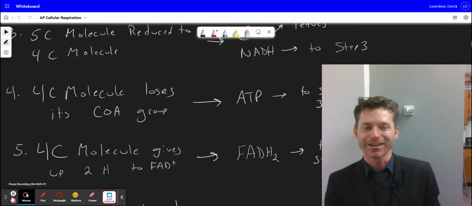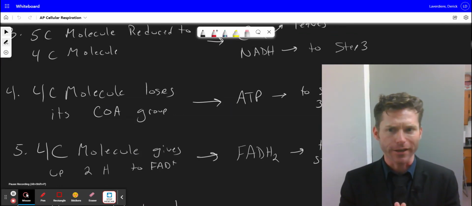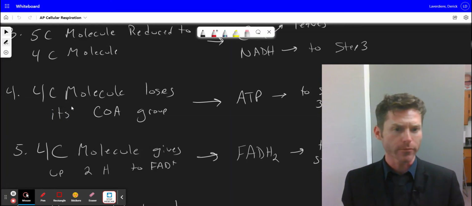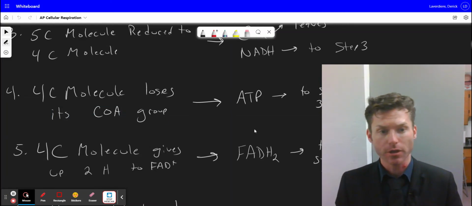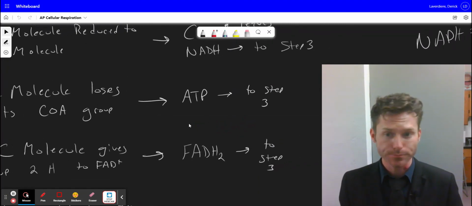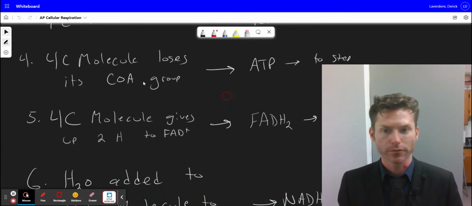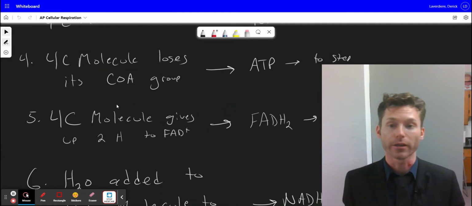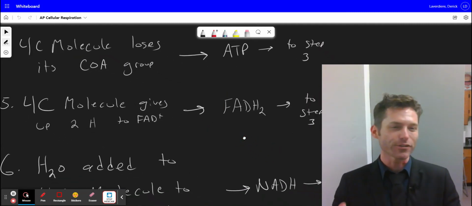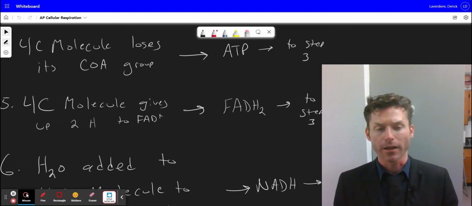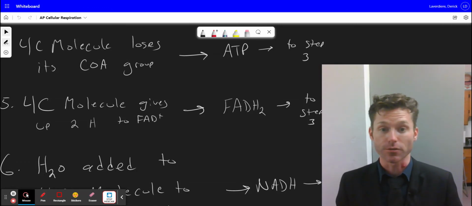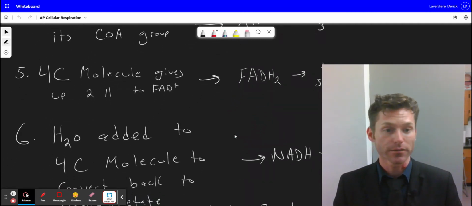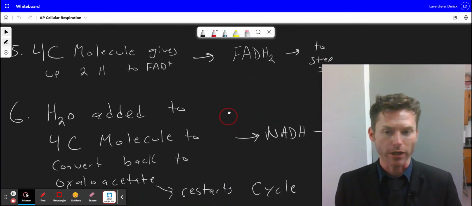All right, back again. So, where was I? I think I was on the 4-carbon molecule loses its coenzyme A. And when that coenzyme A pops off, we use that energy to make an ATP. So now I'm down to a 4-carbon molecule without my coenzyme A. It's not exactly super happy in the format that it is, and so it's willing to give up a couple of its hydrogens. Those hydrogens are used to generate FADH2. And now I'm down to a different 4-carbon molecule, but still a 4-carbon molecule.